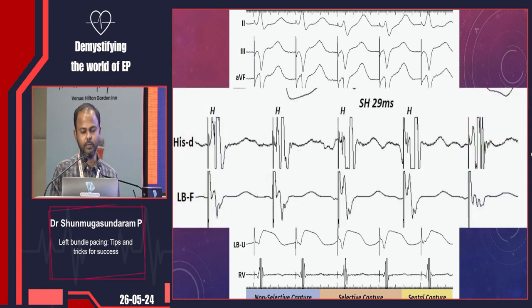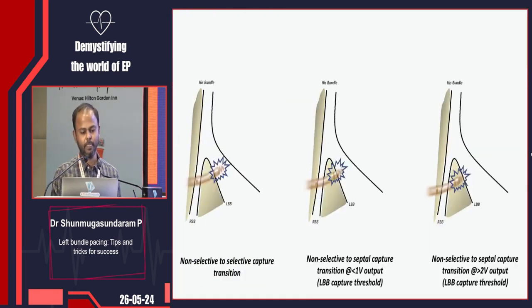Another important thing which we often see is the retrograde conduction of the His signals. So when you have a conduction system capture, you'll be able to record the retrograde His potentials. This can be seen in non-selective capture as well as in selective capture. But when you lose the conduction system capture, the retrograde His will not be there. So the last beat was just a simple septal capture. You could not see any His potentials there, unlike in the non-selective and selective capture.